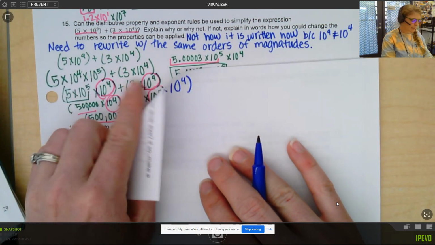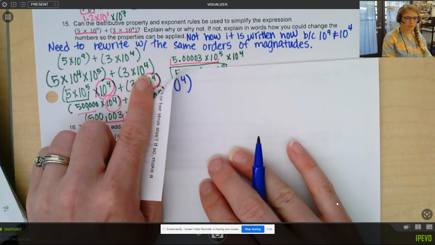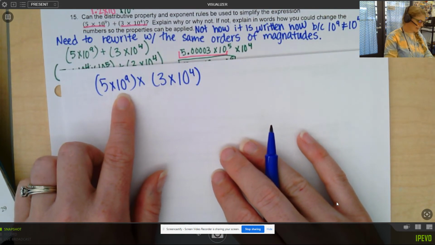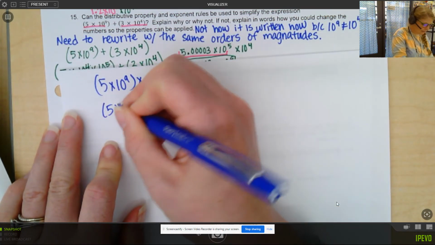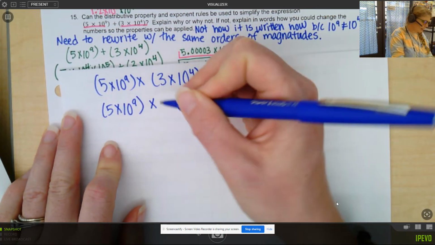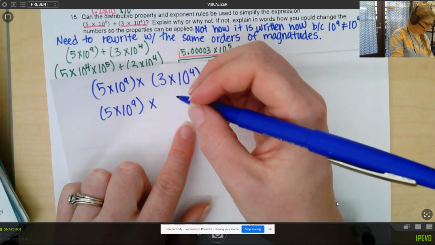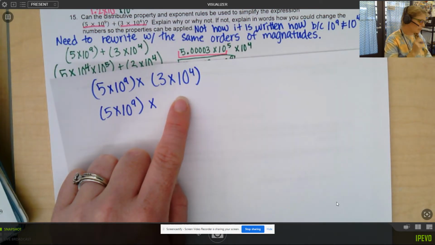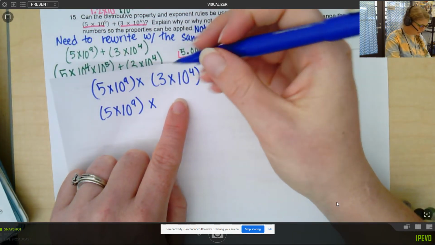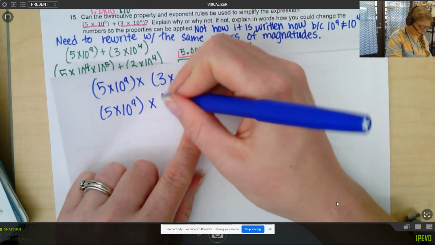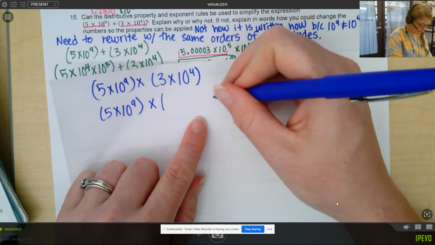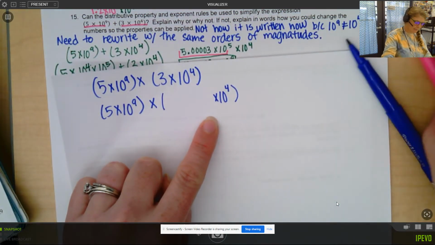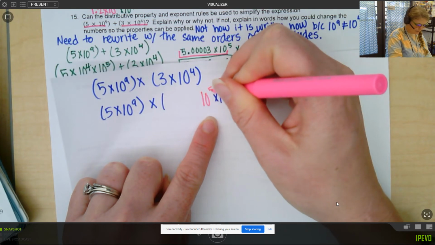So here I rewrote them both to have an order of magnitude of 10 to the fourth. But now I'm going to rewrite them to both have a magnitude of 10 to the ninth. So I'm going to bring down this 5 times 10 to the ninth, and here I only have 3 times 10 to the fourth power. To make it 10 to the ninth, I'm going to multiply by 10 to the fifth.